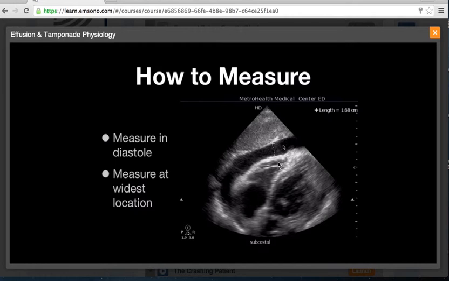And here's an example in a medical patient that during diastole, we measured the effusion, and at its widest here, it was 1.68 centimeters. Now you can measure the effusion wherever you want, since effusions can be either diffuse or loculated, so you're free to measure this wherever you want. But you want to determine its widest measurement.